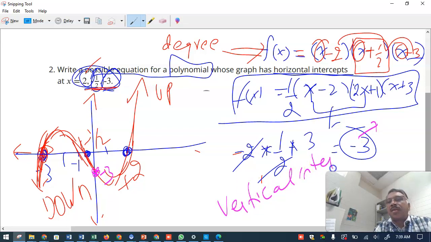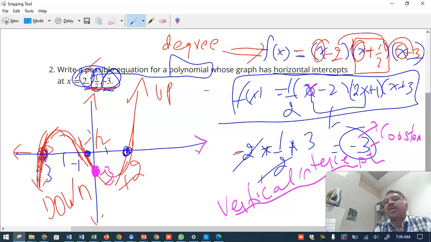So even though this question was not asked, it's better to know what the vertical intercept is, meaning where the graph crosses the y-axis, and this is minus 3. It is also the constant here. When you plug in x equals 0, that's what you get, and I hope that makes sense.